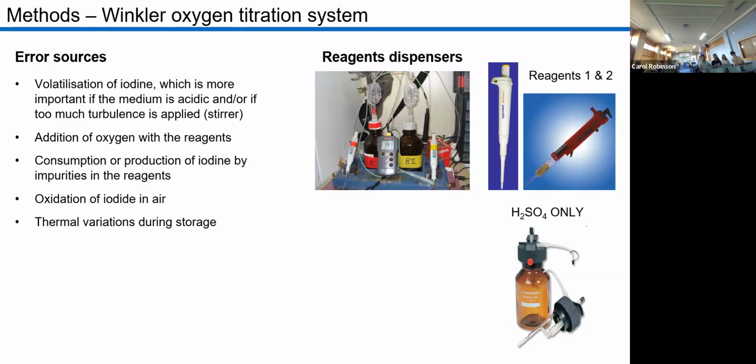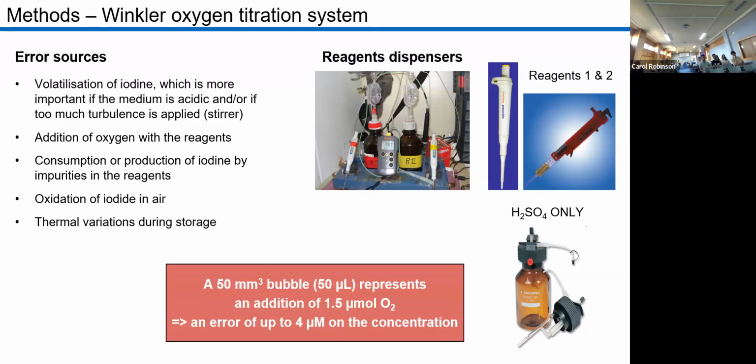You have to constrain the consumption of iodine by impurities in the reagent. That means you have to be careful about which reagents you are buying. Within the community, we have a set of reagents we avoid from some companies because we know they are not reliable and provide impurities, and therefore not accurate measurements. And you get oxidation of iodide in the air. Also, when you fix your samples, temperature control is important because temperature variation can alter the oxygen content.